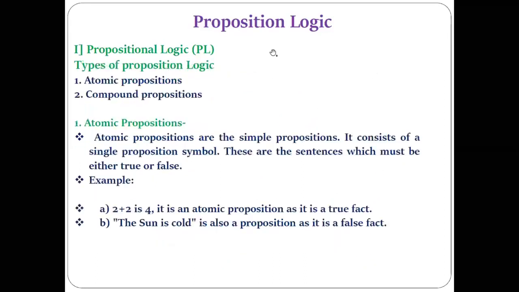Let's see further. Now let's focus on the types of propositional logic. In that we have two types: the atomic proposition and the compound proposition. First, atomic propositions are nothing but simple propositions. It is also called a simple proposition, and it consists of a single proposition symbol.